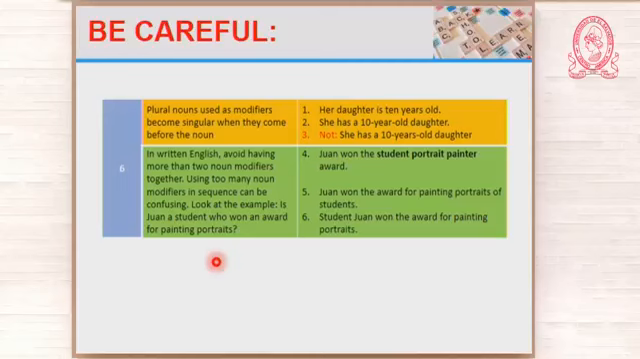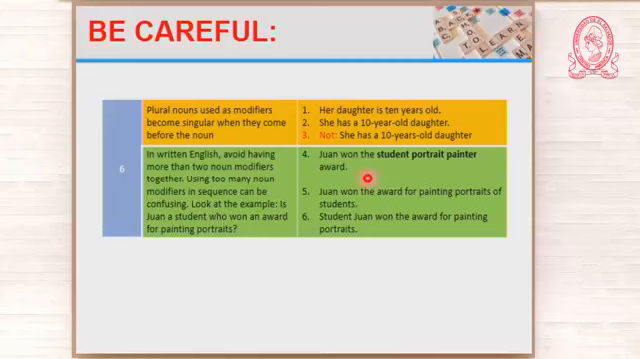Using too many noun modifiers in sequence can be confusing. Look at the example. Is Juan a student who won an award for painting portraits? That is the question, and you can have 3 different versions. Let us see the first one. Juan won the Student Portrait Painter Award.